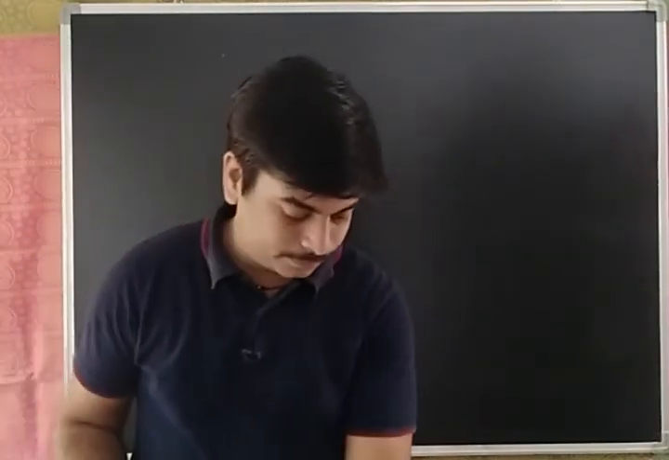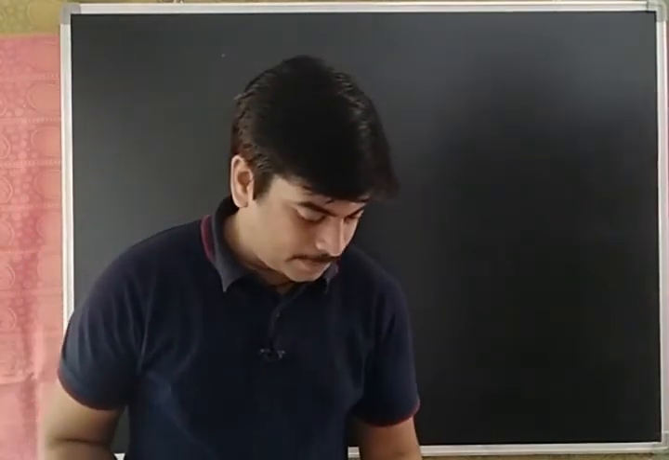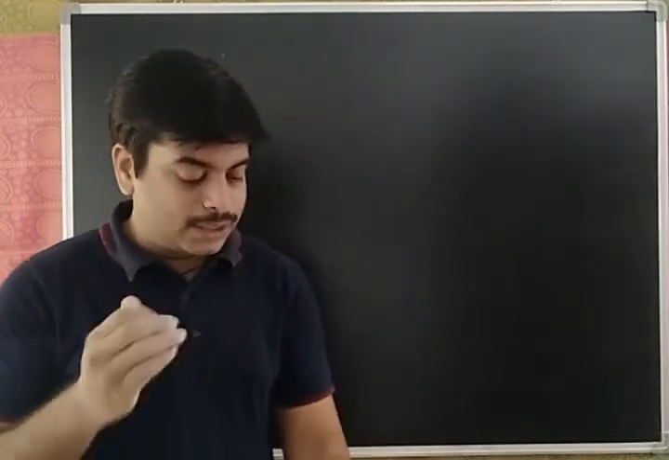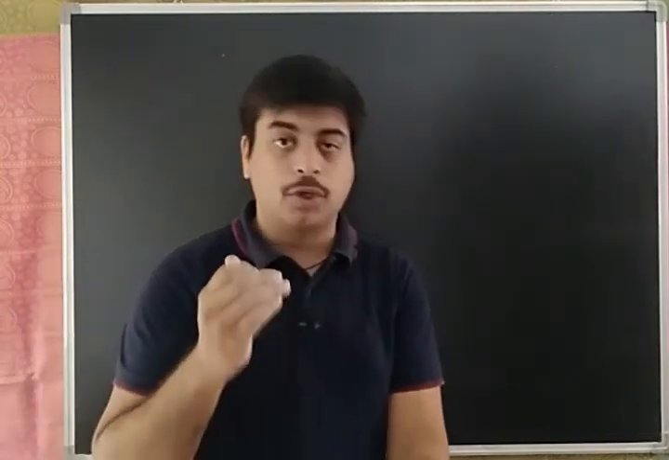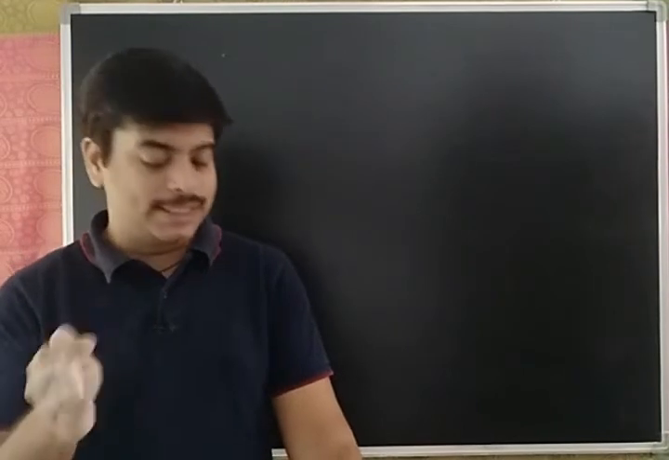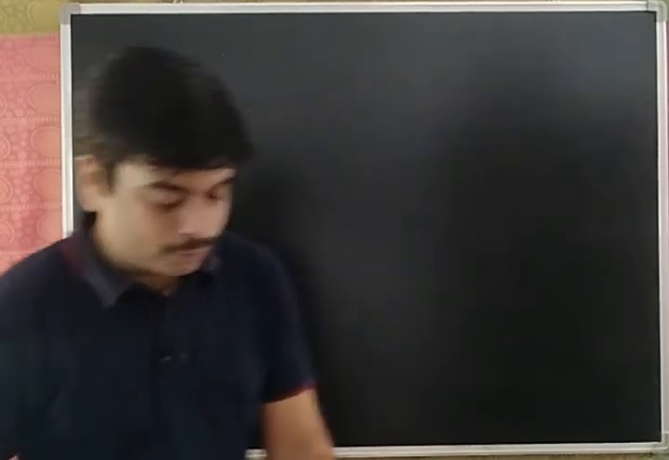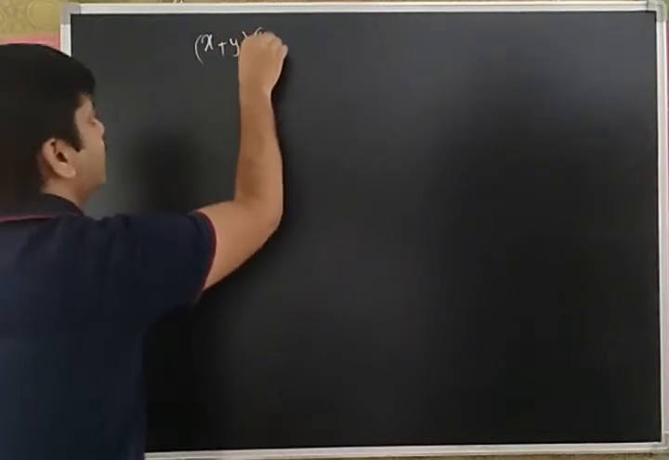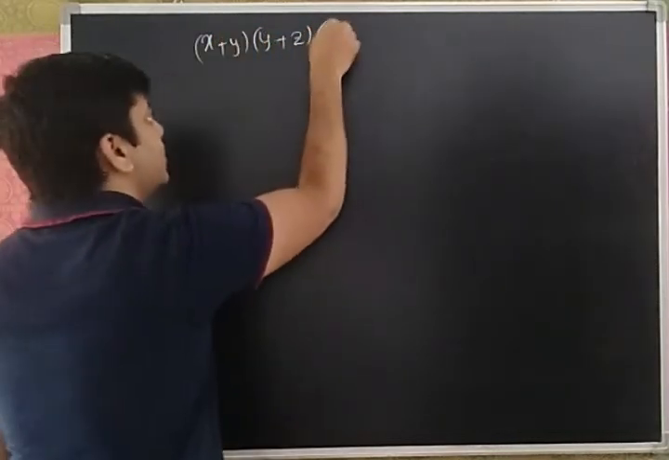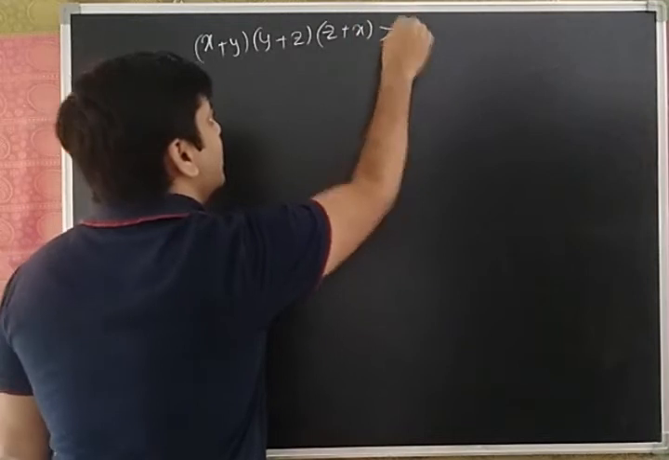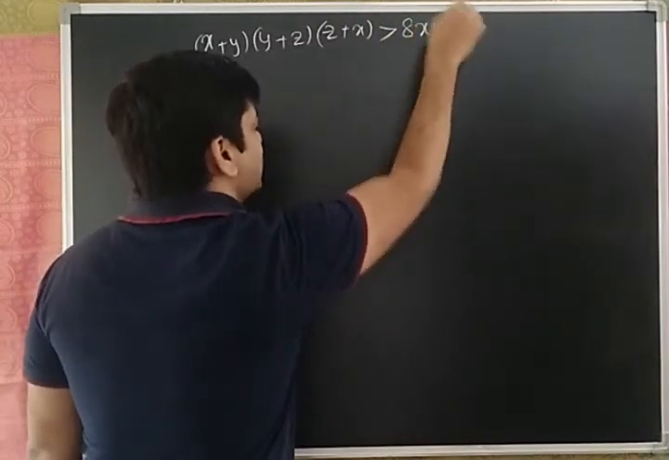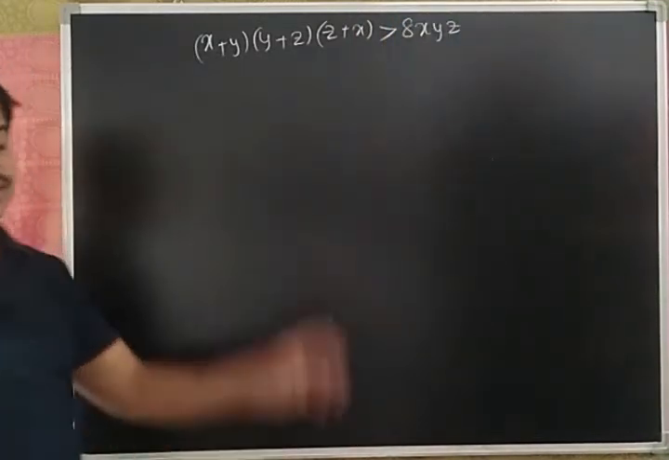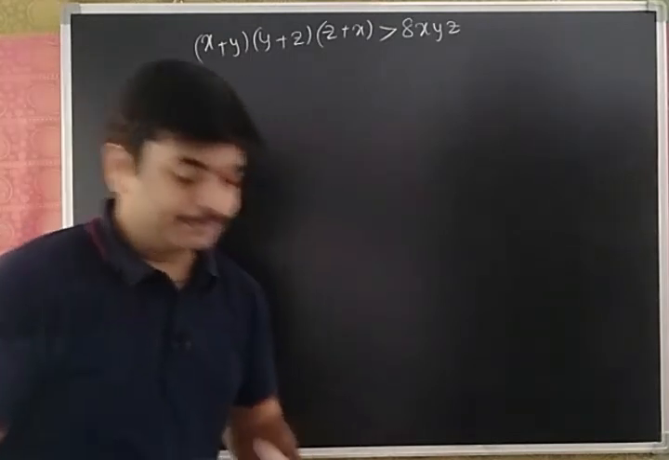Let us take one question. If x, y, z are distinct positive numbers, then prove that (x + y)(y + z)(z + x) is always greater than 8xyz. So this is what we need to find.